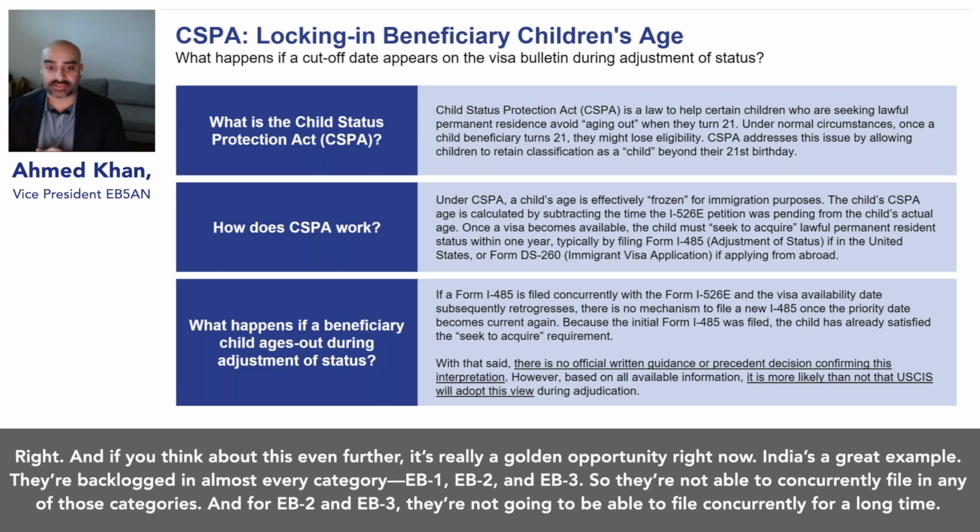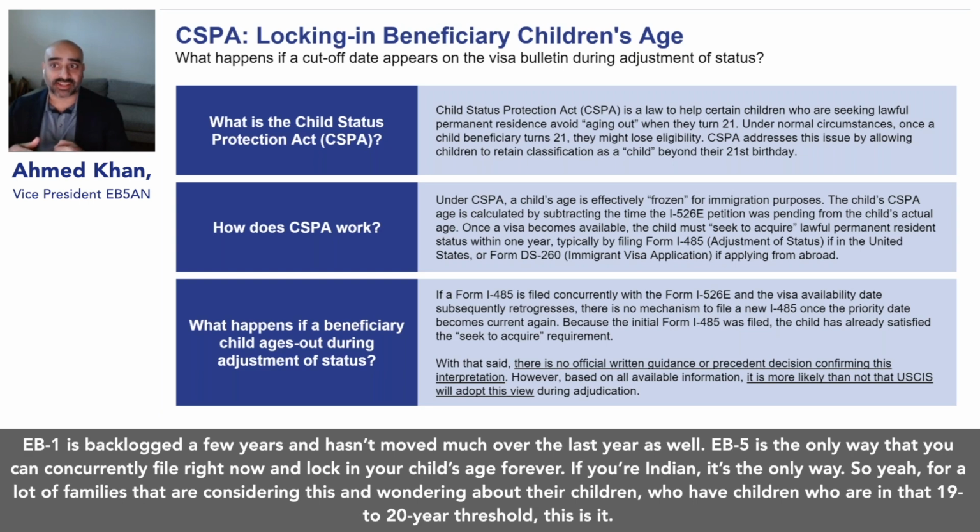Right. And if you think about this even further, it's really a golden opportunity right now because India is a great example. They're backlogged in almost every category, EB1, EB2, and EB3. So they're not able to concurrently file in any of those categories, right? And for EB2 and EB3, they're not going to be able to file concurrently for a long time. EB1 is backlogged a few years and hasn't moved much over the last year as well. EB5 is the only way that you can concurrently file right now and lock in your child's age forever. If you're Indian, that's the only way.